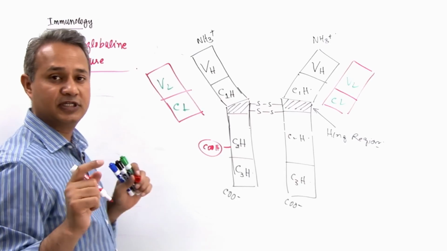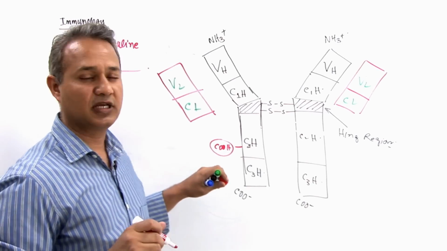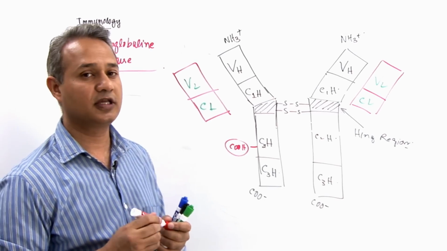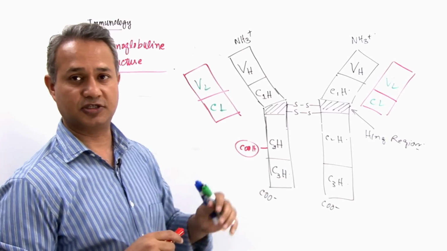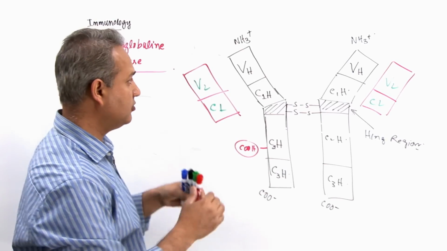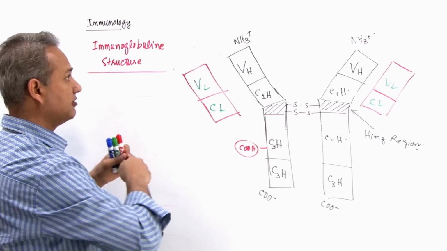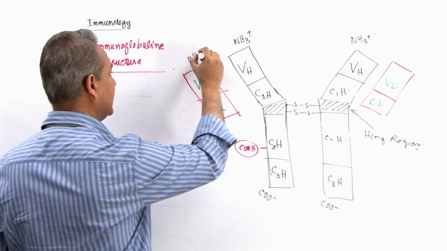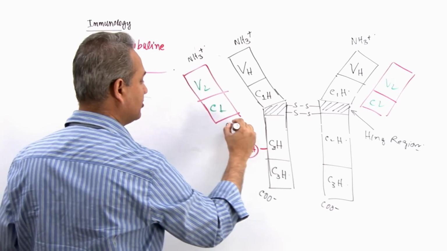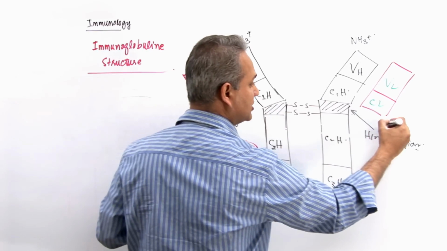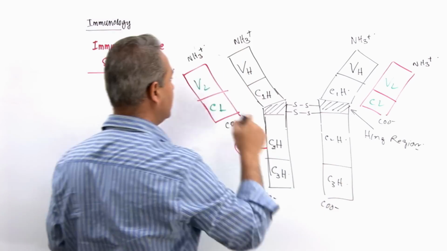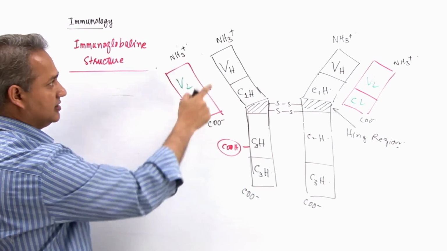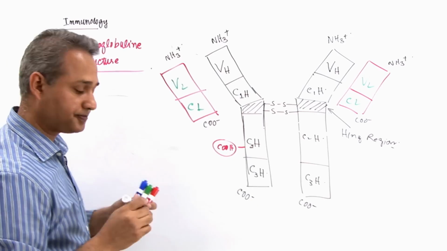Now, from the USMLE point of view, I don't think that any one of you would not get questions about this structure. So let's start looking at this structure, but even before that, let's complete this: NH3 plus side here, carboxy side here, carboxy side here, NH3 plus side here. So amino end, carboxy end, amino end, and carboxy end.